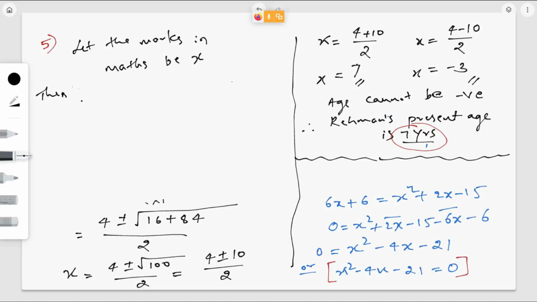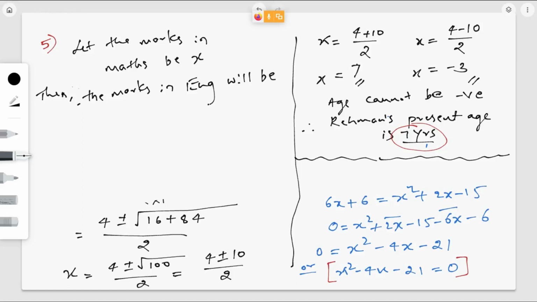If you want, someone can take x as English. If you have not yet started this problem, you take, let the marks in English be x, and then we'll cross check both the solutions. Let me take x as maths here, then the marks in English will be... okay, so read the question.